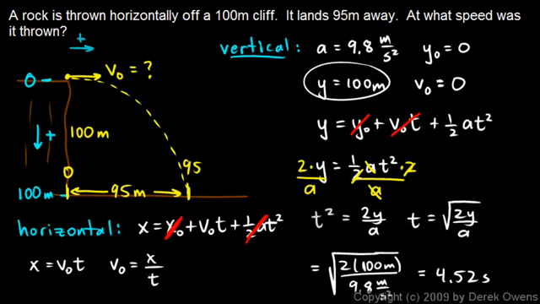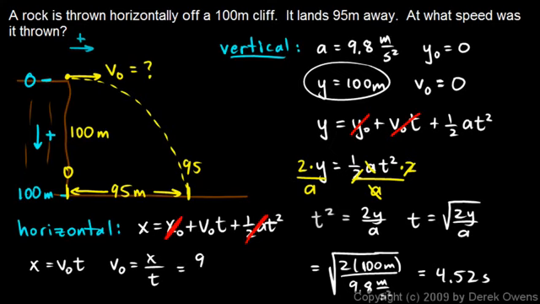And you don't even have to write this. If you're solving this problem, if you recognize that there's no acceleration horizontally and the initial position is 0, you can just go straight to this. Distance is velocity times time. That's just like distance is rate times time, like we have from Algebra 1. Distance is velocity times time. Rearrange it to solve it for v, and then just put in the numbers.